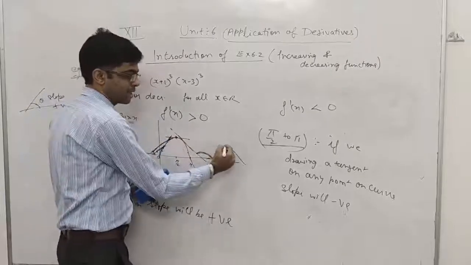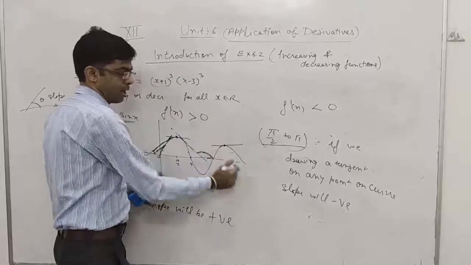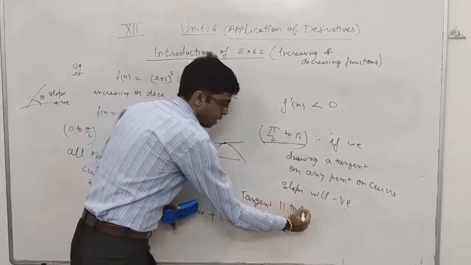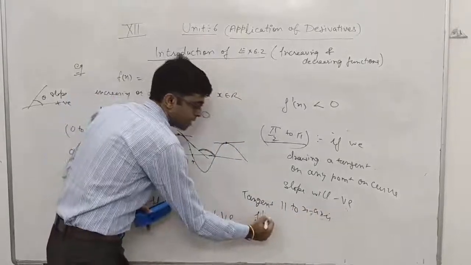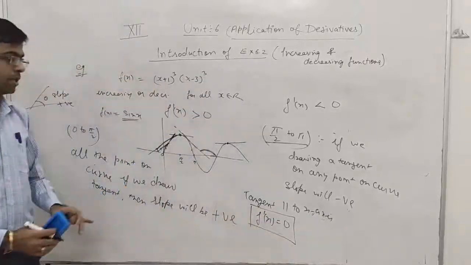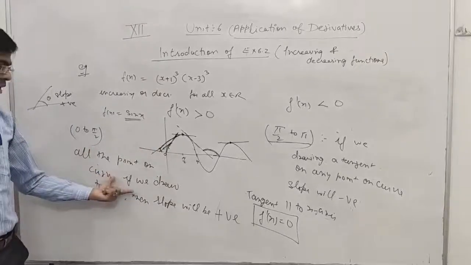ऐसी कंडीशन भी आ सकती है where the tangent is just parallel to x axis. Tangent is parallel to x axis. वो पोजीशन क्या होगी? That position means f dash x उस पॉइंट पर f dash x will be 0. So there can be three conditions. एक कंडीशन क्या होगी? when f dash x is positive.